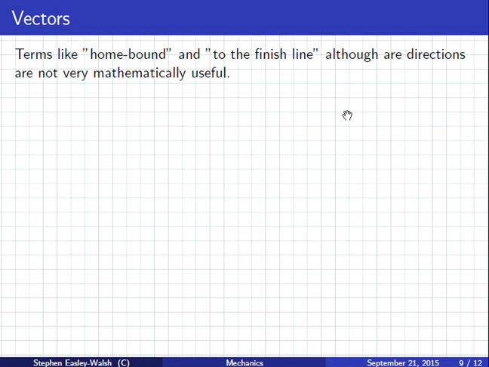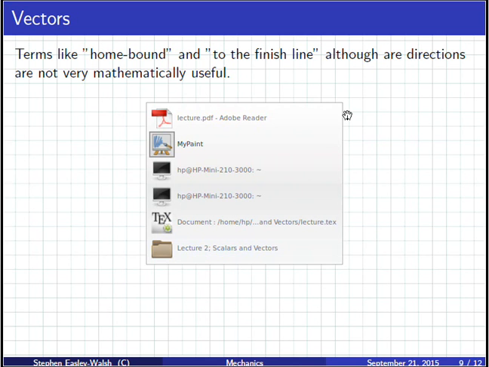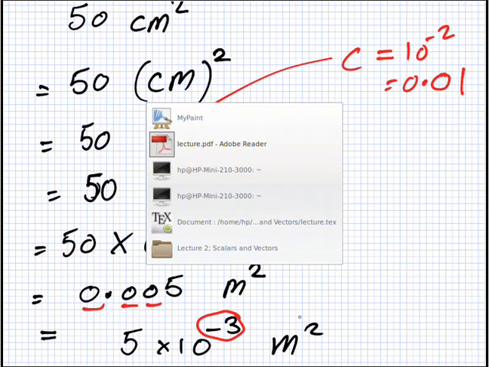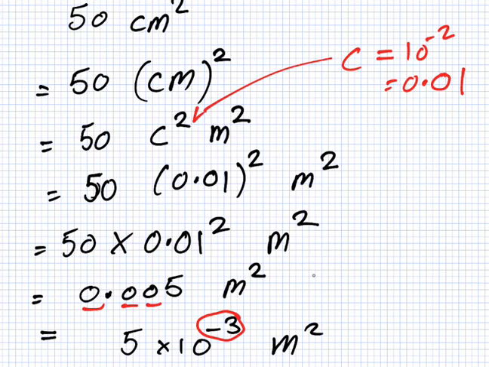Homebound, to the finish line. These are all directions. Are you explaining what I tried to explain? Yes. If you don't understand, just say so. It's no problem. Because if one person doesn't know, then more than one don't know.